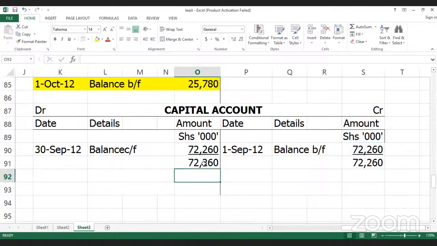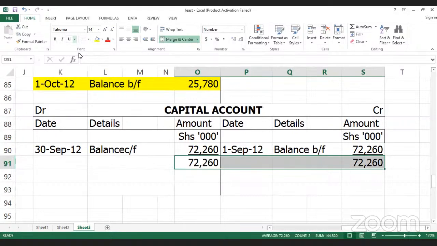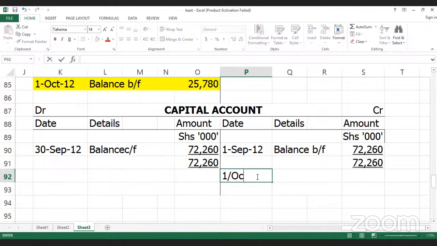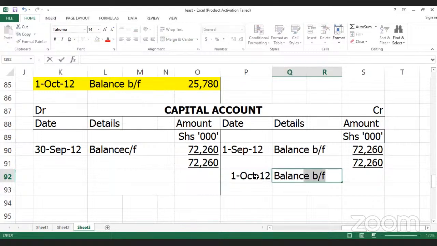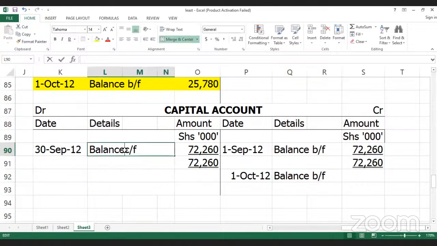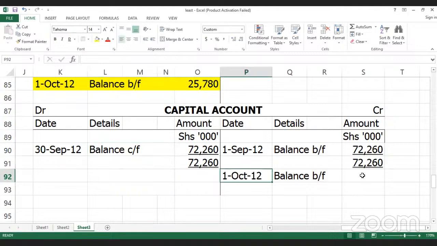Balancing an account means making both sides of the account equal, and to do so, you have to insert a balancing figure on the smaller side to make both sides equal. You have to insert the balance carried forward, which is shown on the opposite side as a balance brought forward. So that is our capital account balanced.